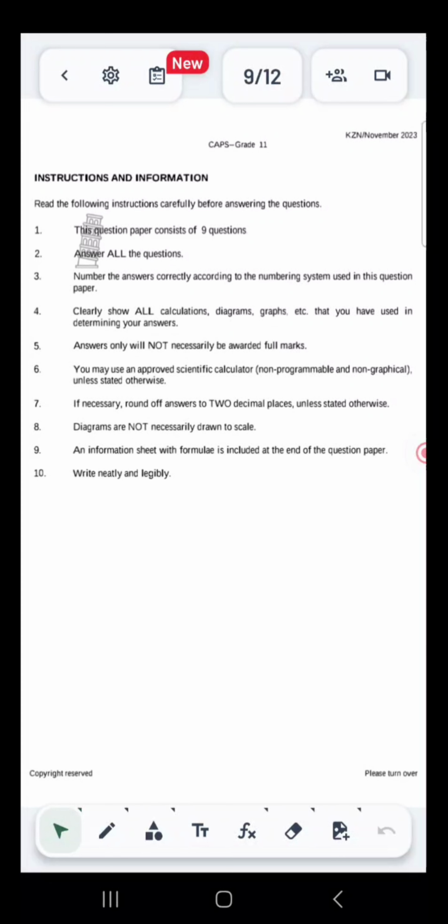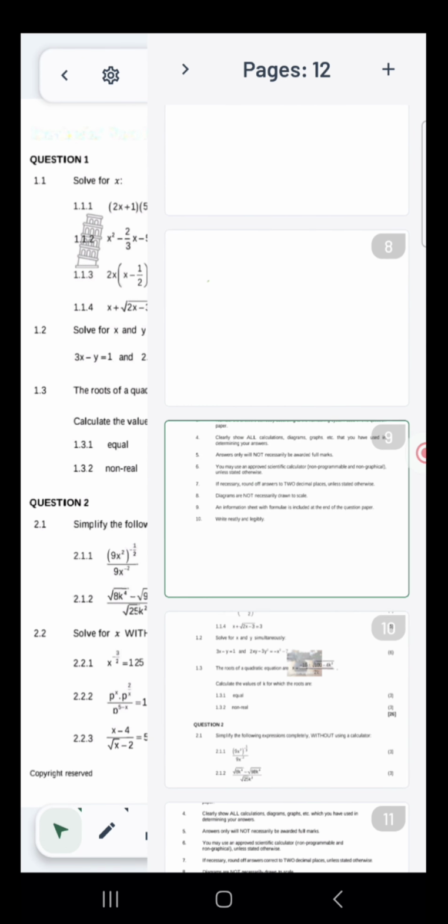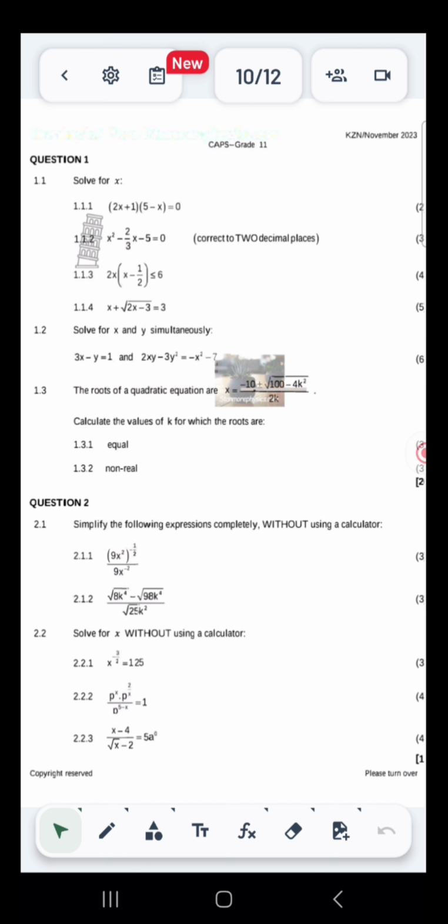An information sheet with formulas is included at the end of the question paper, so make sure, in maths, you go at the back to the formula sheet, especially when you're dealing with trigonometry and all of those things. Write neatly and legibly. So please, every time you get a question paper, remember, instructions first.